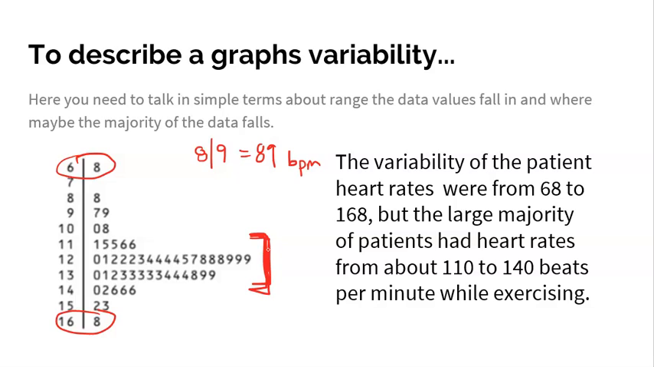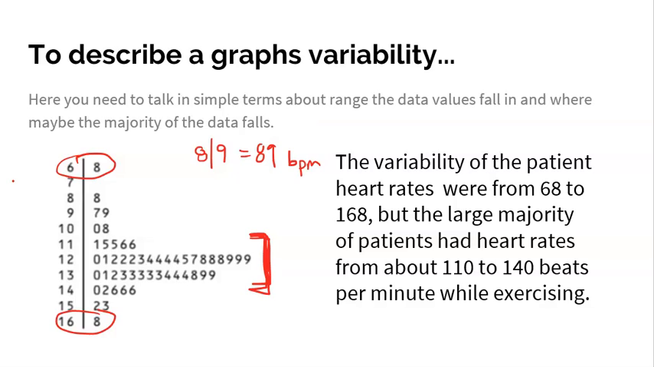Here's what's going to happen when I give you your first big test, your first big quiz. You're going to say, oh, the heart rates were from 68 to 168. Don't forget units, beats per minute. And that's not enough, right? Give me some more context. The variability of the patient heart rates was from 68 to 168, but I noticed that a large majority of patients were from 110 to 140 beats per minute. This is talking about your data. You're describing how the data varies.